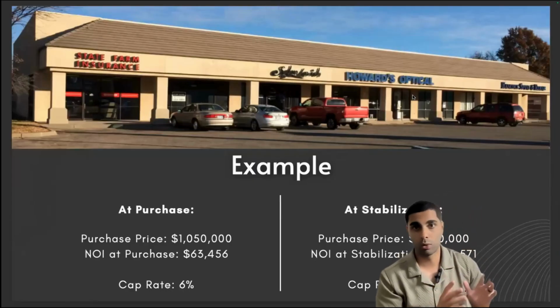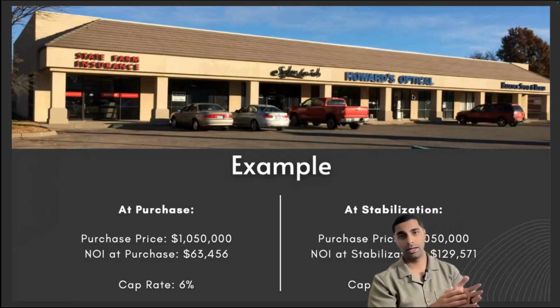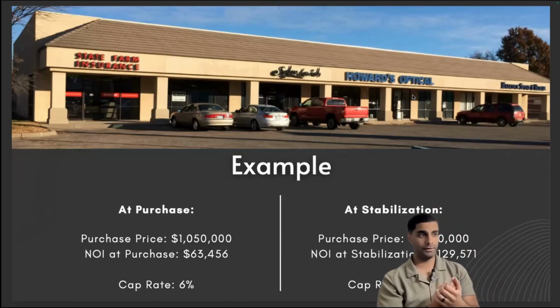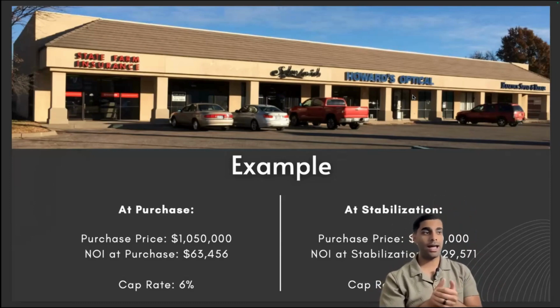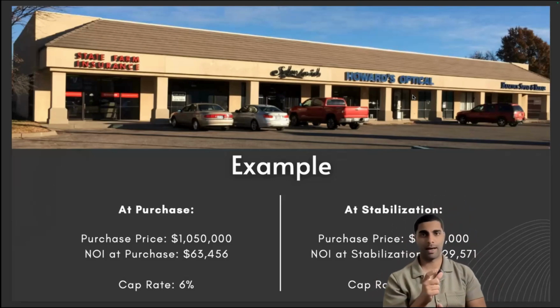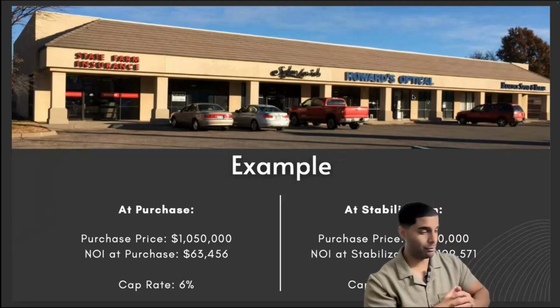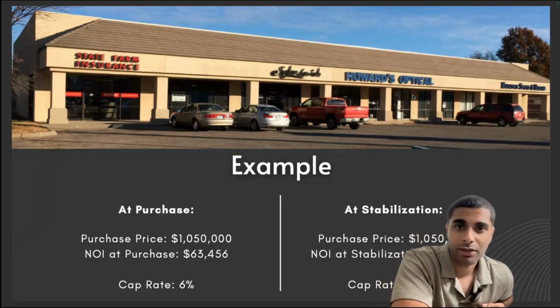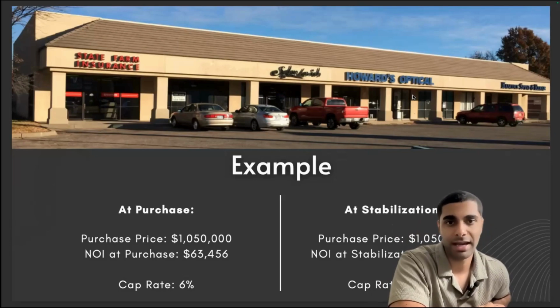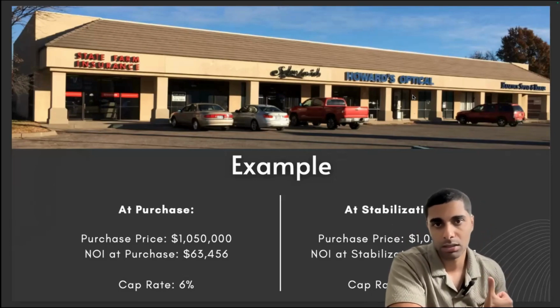So this is a real world example. Shopping center in Wichita, Kansas. I purchased it for $1,050,000, and it had an NOI at the time of $63,456, slightly over a 6 cap. And I remember when I was telling people about this deal, they're like, why would you buy a multi-tenant strip center with local tenants at a 6 cap when you can go get a Starbucks at a 6 cap? And they were missing the picture.